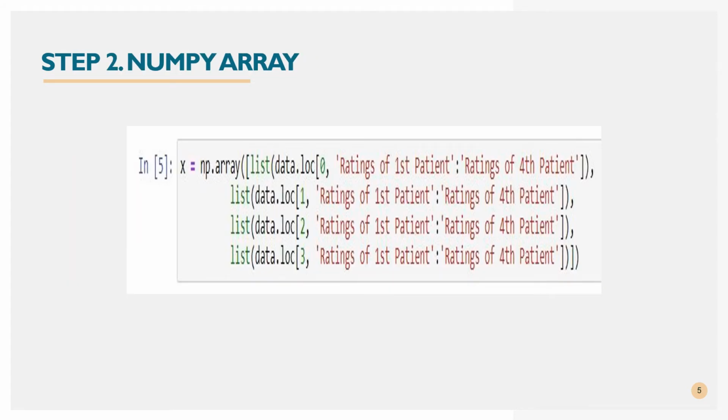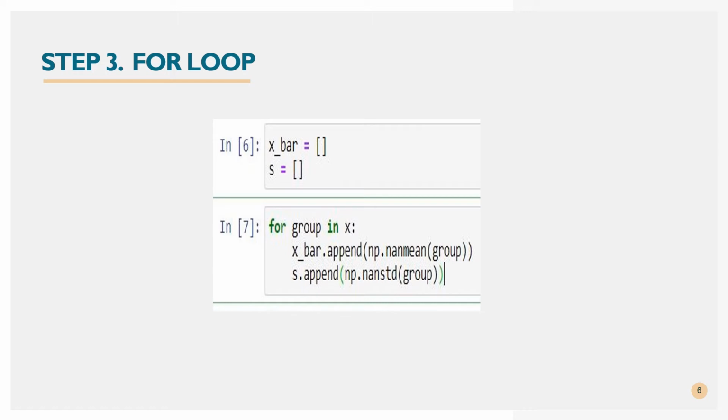Step 2, NumPy array. The data was listed so that necessary calculations can be performed, and it was labeled under X. Step 3, for loop. X bar was labeled as the mean, S was labeled as the standard deviation. A for loop was created for the X bar and S so that the mean and standard deviation would be calculated.